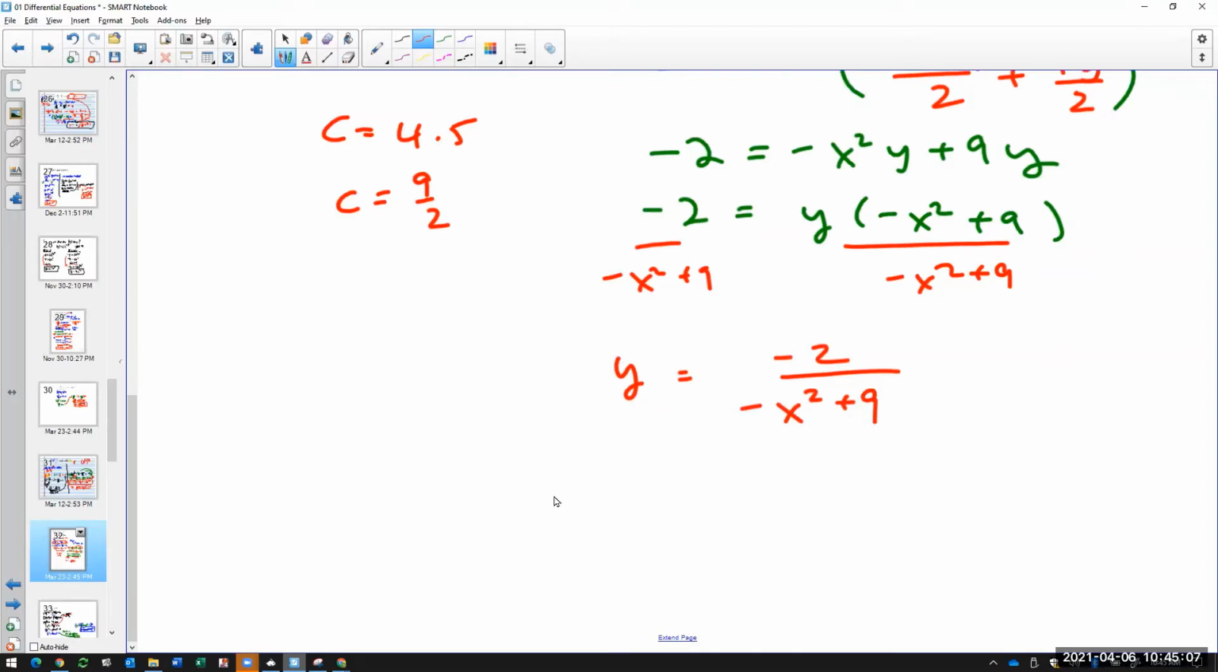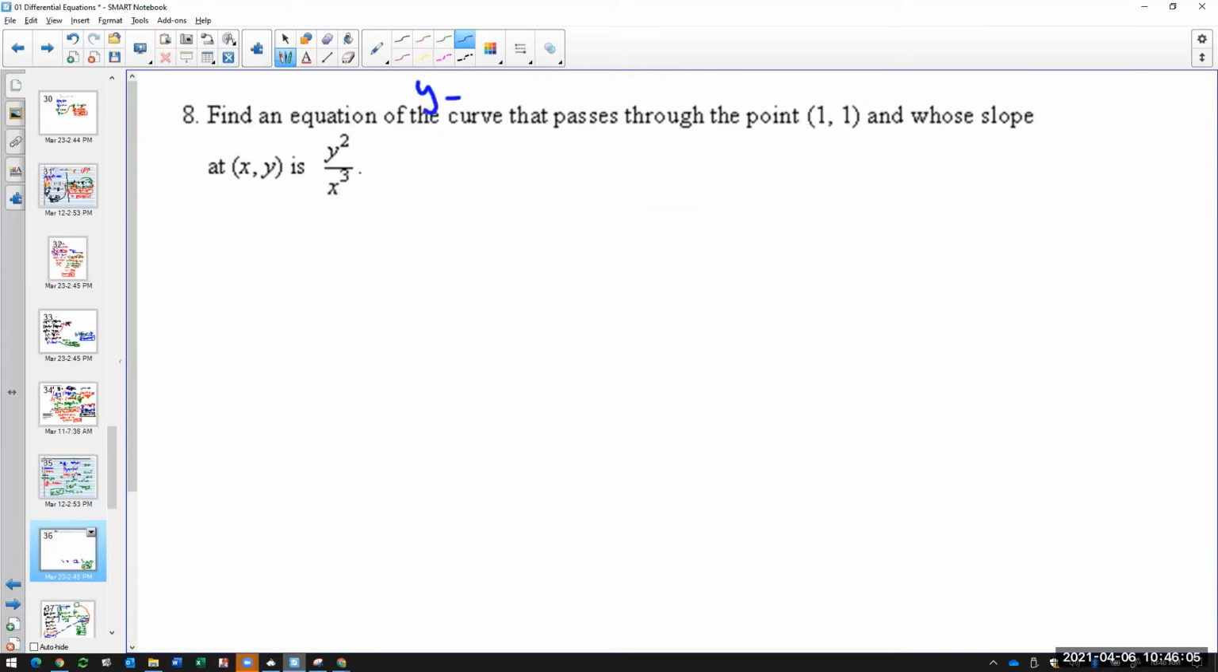This has a lot of negative signs in it, so it's also equal to 2 over x squared minus 9, if you change every sign, right, if you multiply by negative 1 over negative 1. This probably is a little bit easier on the eyes. And that's what I get. Does anybody have the answer? Do you know if that's right? That's right, thank you.